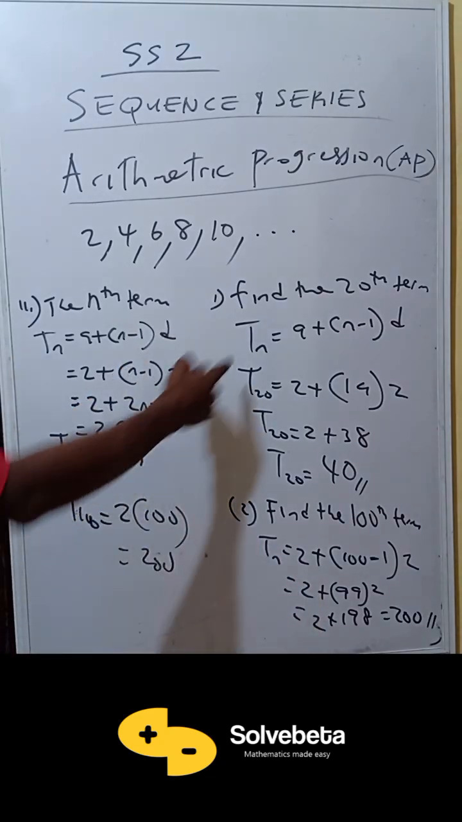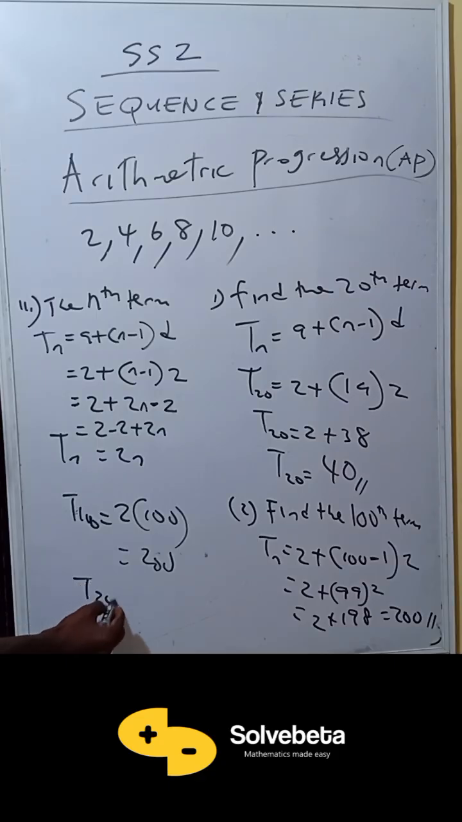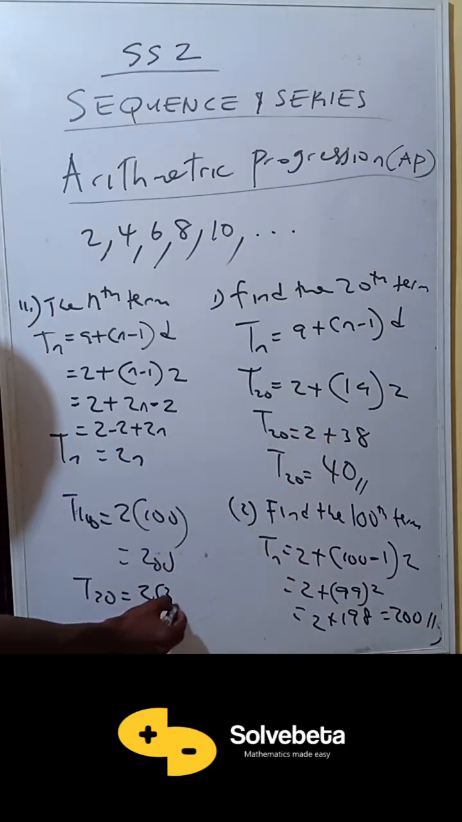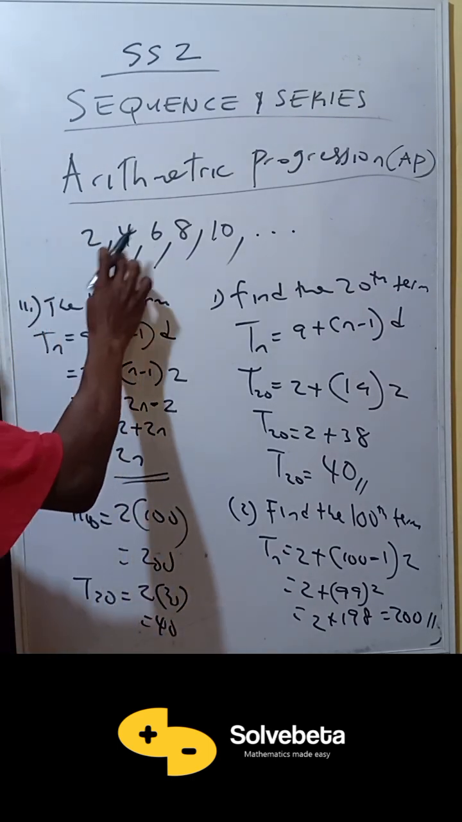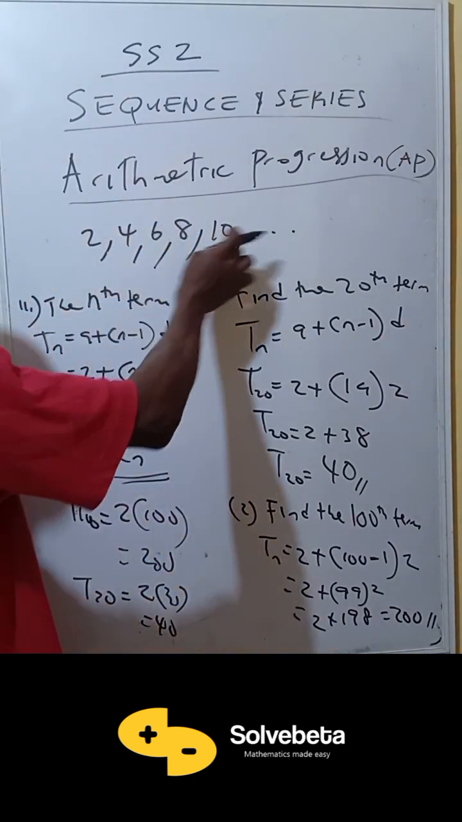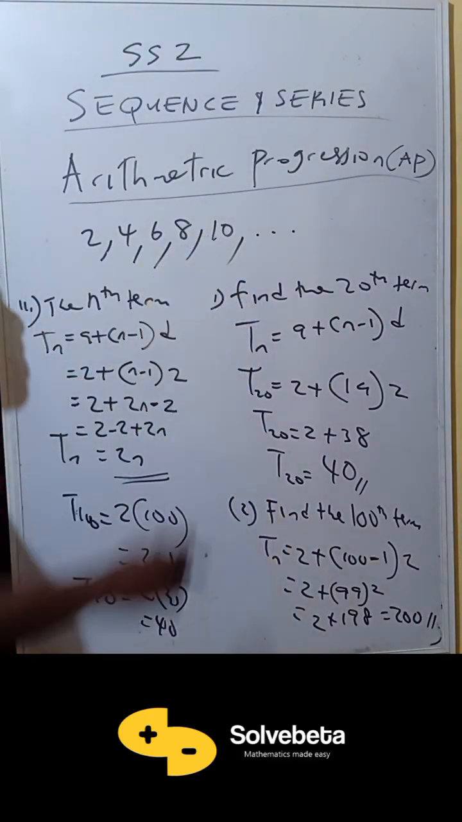To show that that is correct, to get the 20th term, let's prove it. To get the 20th term, it will be 2 times n. What is n there? 20. We're looking for the 20th term, which is 40. So this formula gives us the term in any position in this particular arithmetic progression.